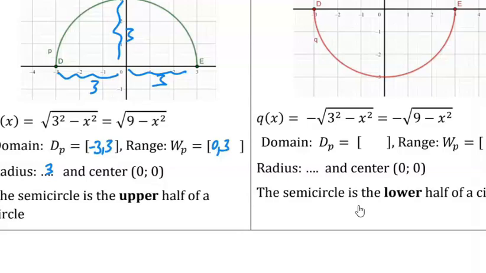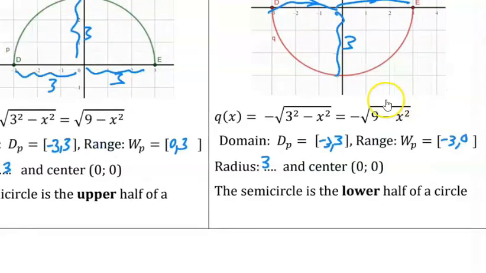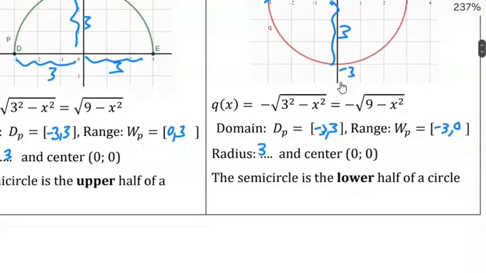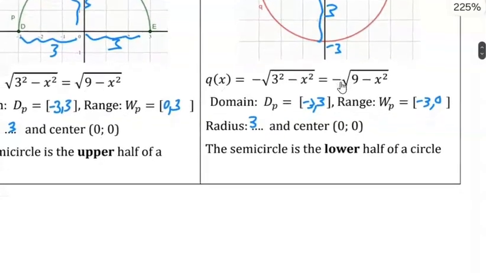If I look at the other side, the red one, the domain is again from -3 to +3. The range is now from -3 to 0. I have again a radius of 3 because that distance is 3, that distance is 3, and that distance there is 3. So my range starts at the lowest value, which is -3 in this case, and the semicircle is the lower half of a circle with center the origin.